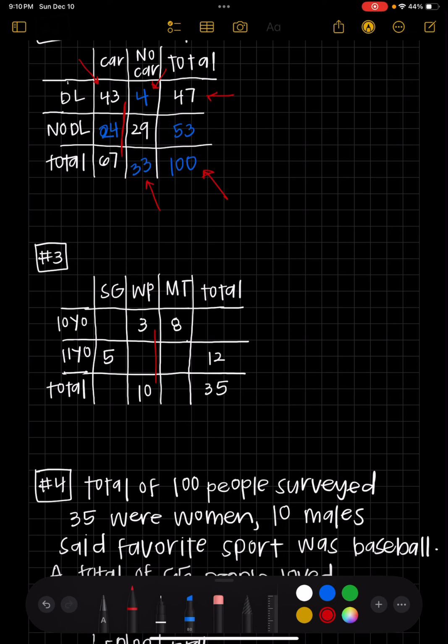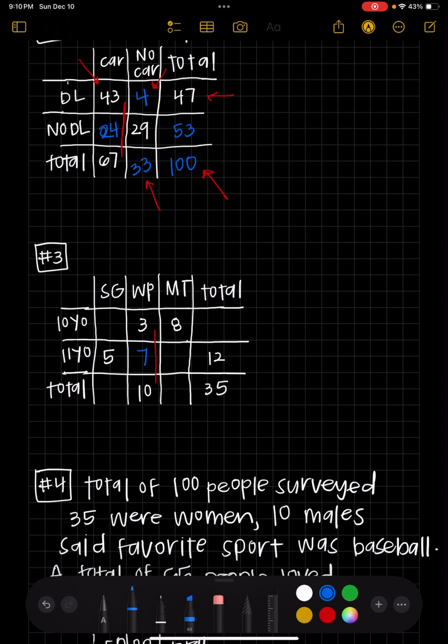Because I know, based on the data that I already have filled out, that 3 10-year-olds like the water park, and there are a total of 10 people who like the water park. So to find the number of 11-year-olds that like the water park, I can do 10 minus 3, which gives me 7. So that 7 should go right in there.